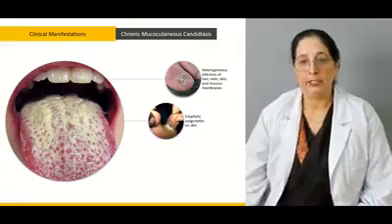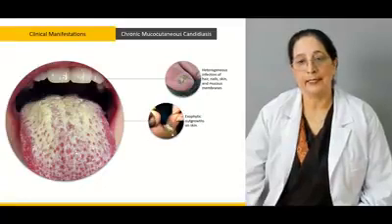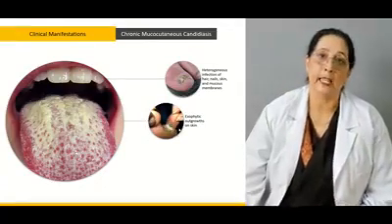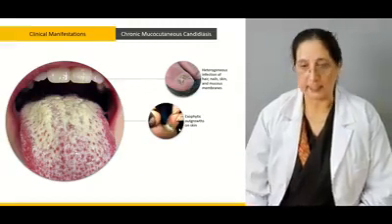Then again, intertrigo, like exophytic outgrowths on the skin, like this. Again, that's an example of chronic mucocutaneous candidiasis.